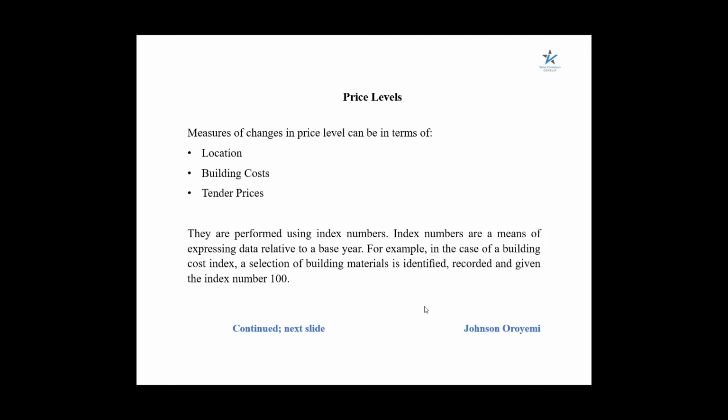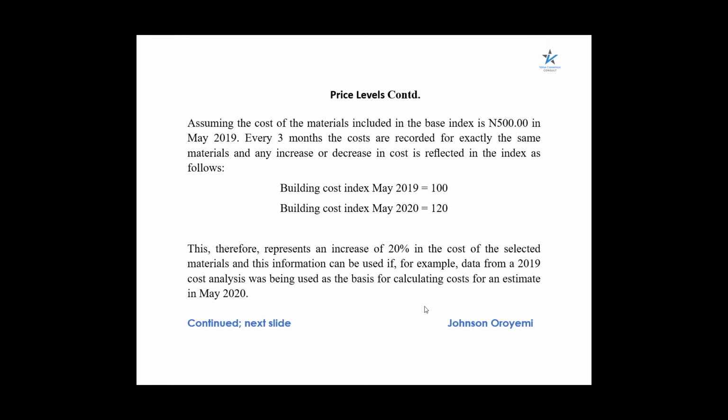So that's what is called a base year. So index number is a means of expressing data relative to a base year. Now, assuming the cost of material included in the base index is 500 naira in May 2019, that is last year, every 3 months the costs are recorded for exactly the same materials, and any increase or decrease in cost is reflected in the index as follows.